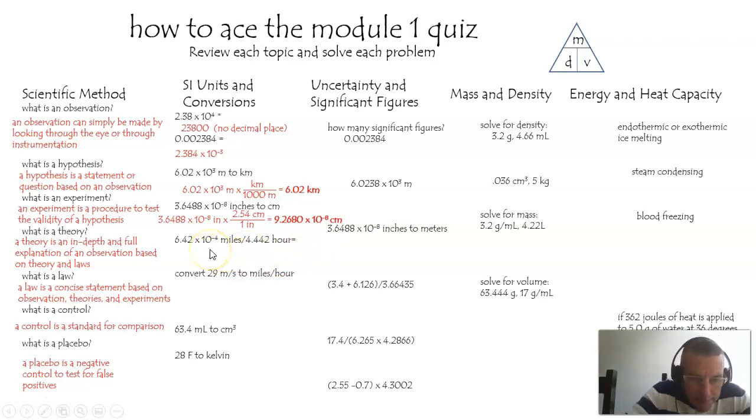Okay, 6.42 times 10 to the minus 4th miles for every 4.42 hours. Just punch it in and your units will be miles per hour, which is 1.45 times 10 to the minus 4 miles per hour. If you're going at 29 meters per second, how many miles per hour is that? Well, that's going to require 2 conversion factors that you could look up.